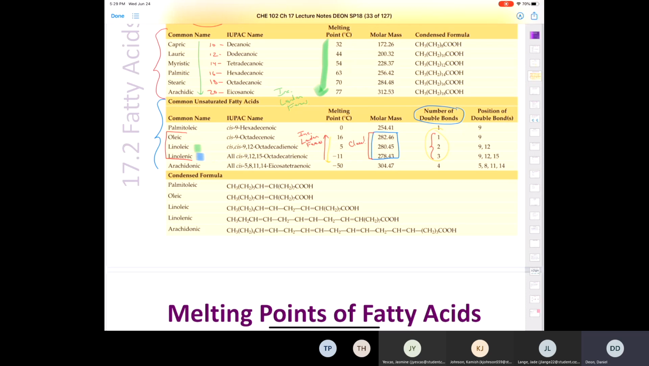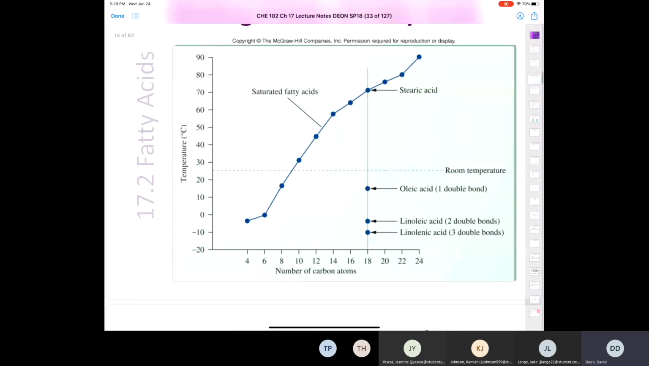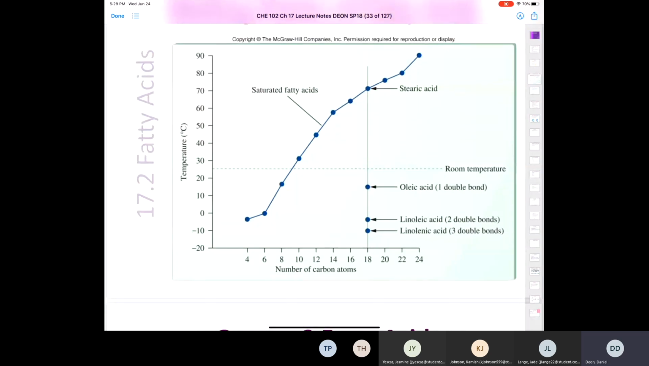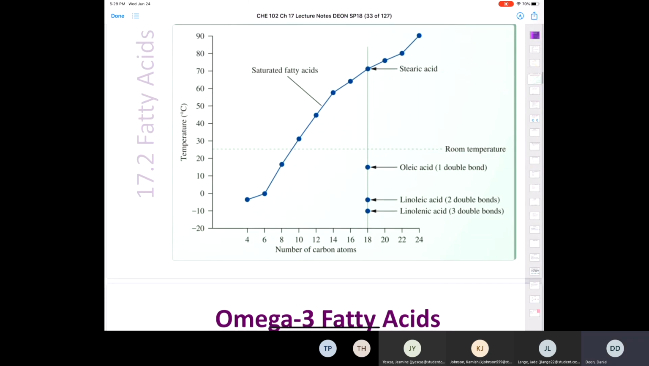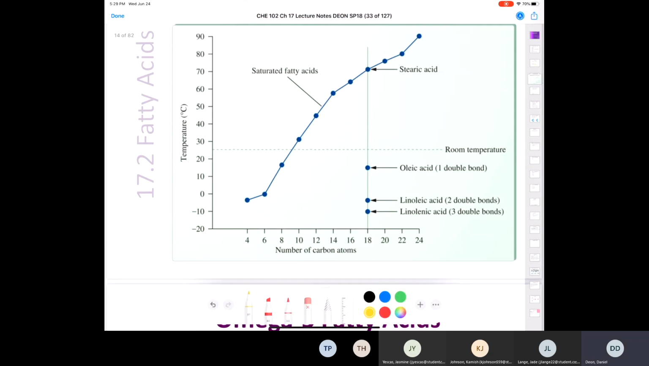All right. If you're the kind of person who can't live without a graph, if you can't sleep until you look at a graph, well, here you go. As a wise man once said, here it is, come and get it. So here's the temperature on the y-axis over here, and then we have the number of carbon atoms on the x-axis down here.